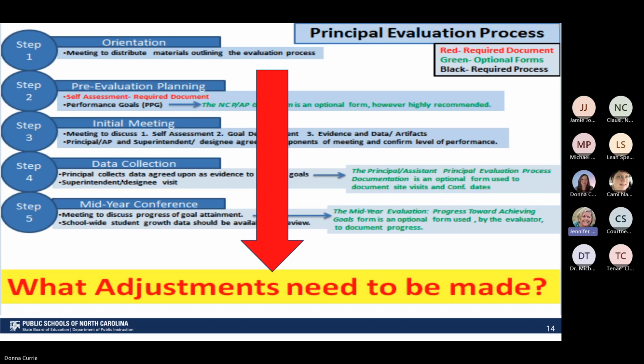Also, during the mid-year conference, you need to be discussing what adjustments need to be made. You've made goals at the beginning of the year. How have I progressed through that? Is my data supporting my goals? So at this point, you should be talking with your superintendent or whoever is doing your observation about what adjustments you need to make to continue your growth throughout the year towards the end of the year.